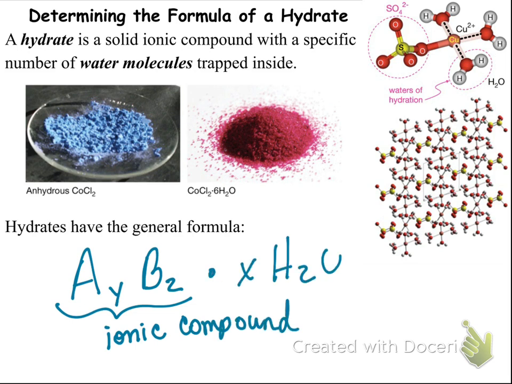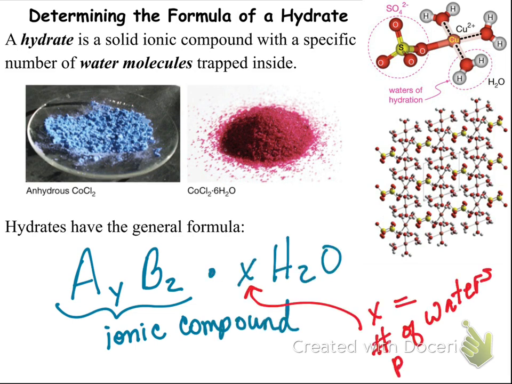So here I've made a really generic formula, AB, which is our ionic compound. And if we have an ionic compound that's a hydrate, what it means is that it's going to have some number X of waters trapped inside for every formula unit of the hydrate. And that's what hydrate means. Our goal here is going to be to figure out what is X, how many waters are trapped inside.